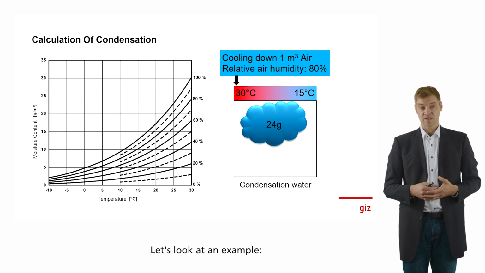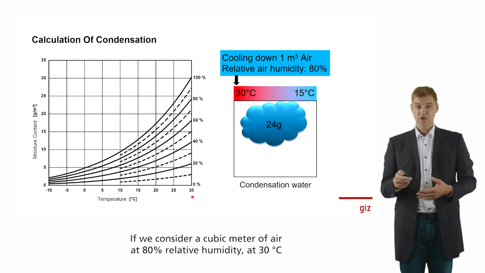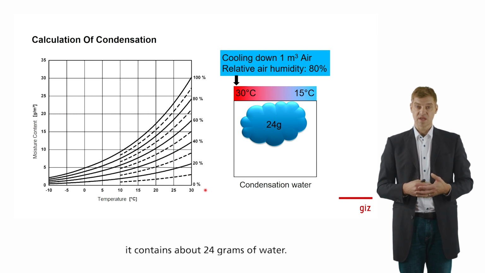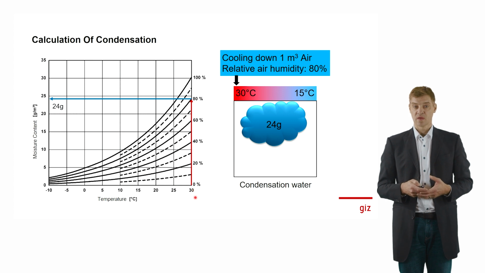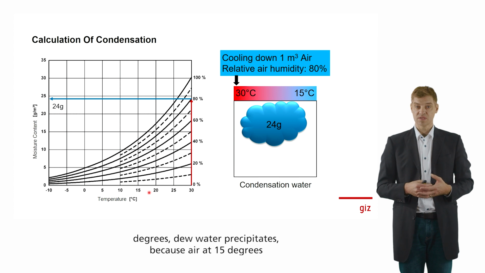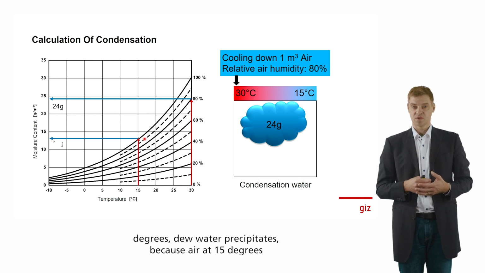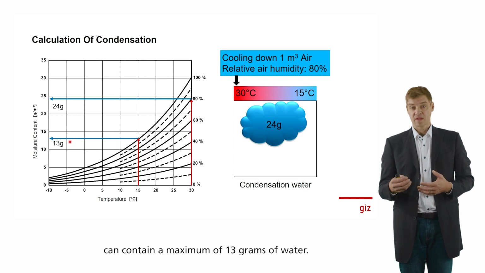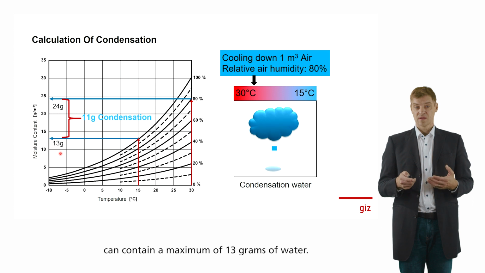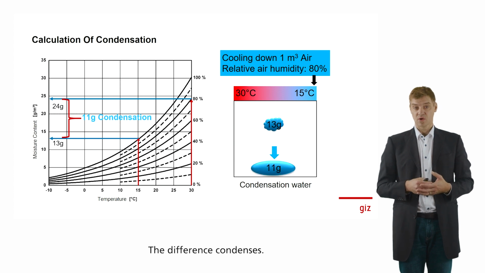Let's look at an example. If we consider a cubic meter of air at 80% relative humidity at 30 degrees Celsius, it contains about 24 grams of water. If this air is now cooled down to 15 degrees, it reaches the dew point, because at 15 degrees it can contain a maximum of 13 grams of water. The difference condenses.